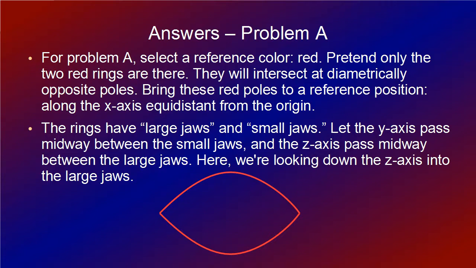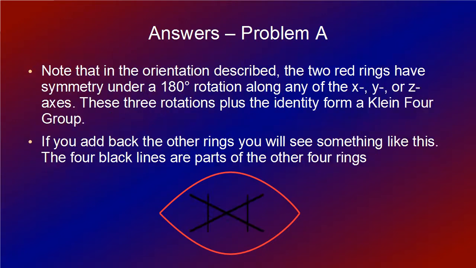Here's a sketch of approximately what you'll see looking down the z-axis through the large jaws. Note that in this orientation, the two red rings have symmetry under a 180-degree rotation along any of the x, y, or z axes. These rotations, plus the identity rotation, form a Klein-4 group for those of you who like group theory. Now, if you add back the other rings, you'll see something like this.